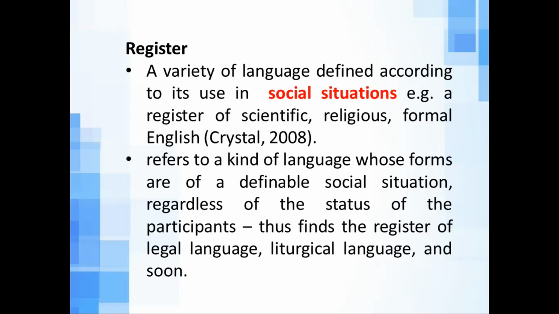Okay, so a variety of language is defined according to its social situations. Example: register of specific, scientific, religious, community, formal English. According to Crystal 2008, this also refers to a kind of language whose forms are of definable situation regardless of the status of the participants, thus we find the register of legal language, liturgical language, and so on. Okay, that's according to Crystal in 1964.